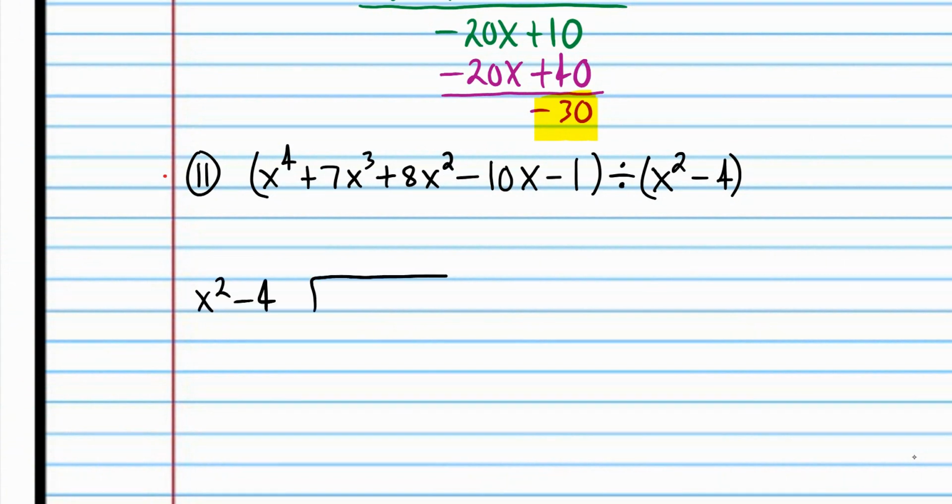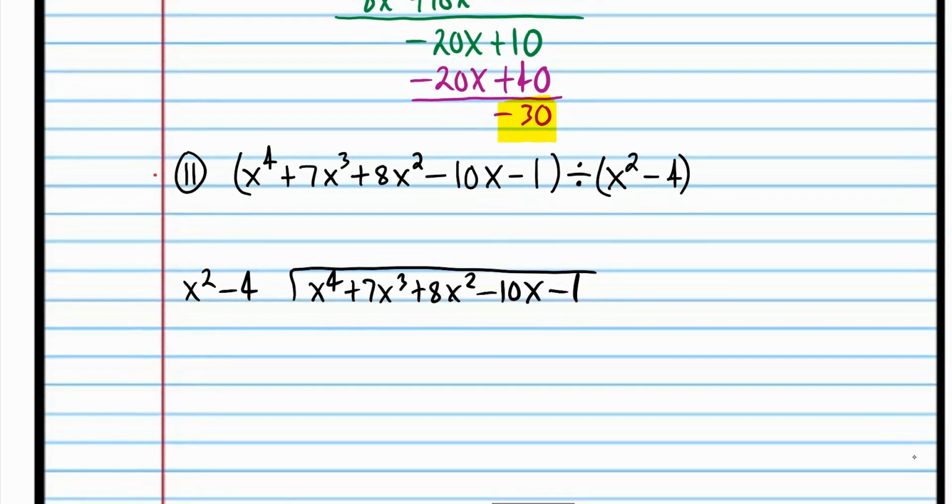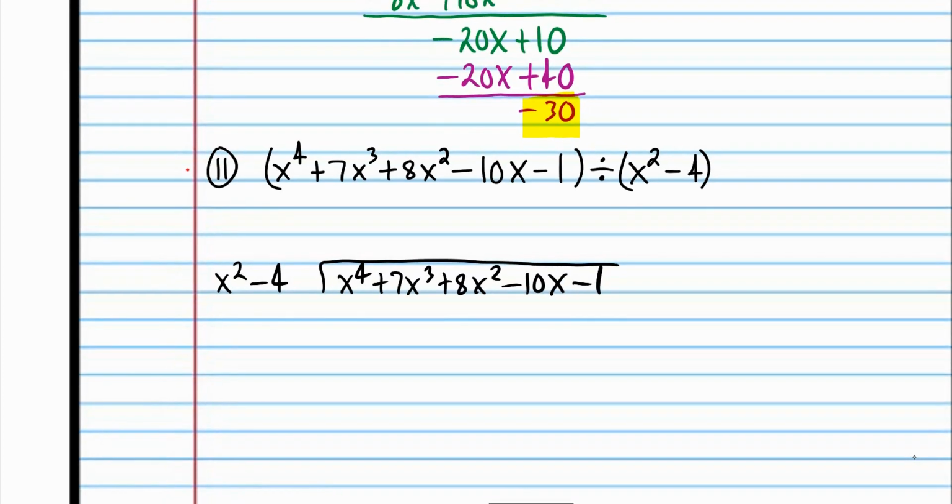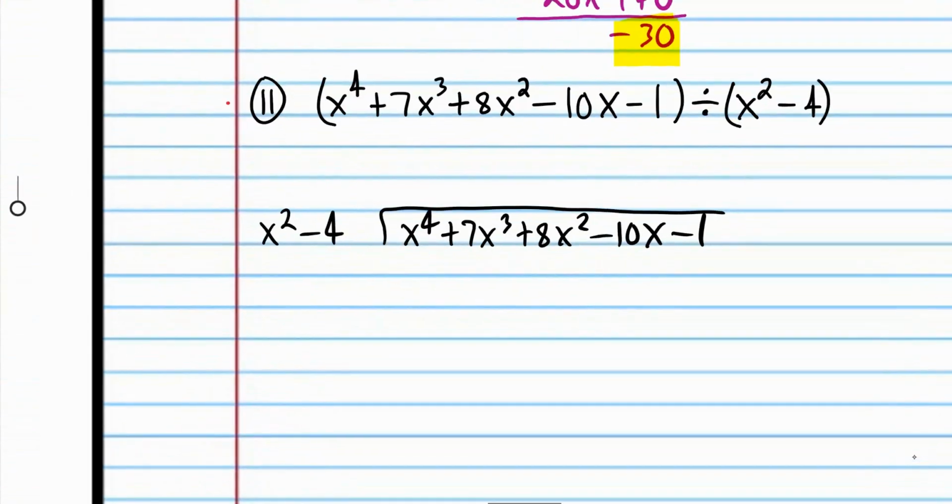Let's divide and see what happens here. In these problems, different things can happen. They kind of change things a bit. So cycle number 1, x squared times what is equal to x to the 4th, and we get x squared. X squared times x squared minus 4 is x to the 4th minus 4x squared. And this is where we have the problem.